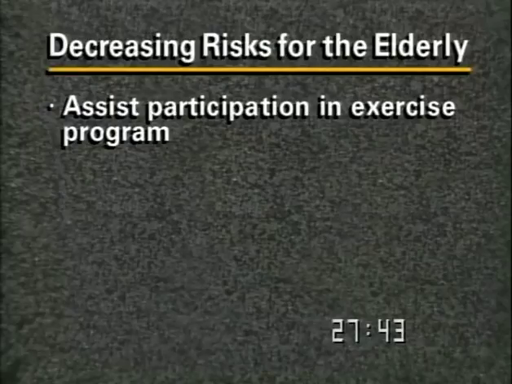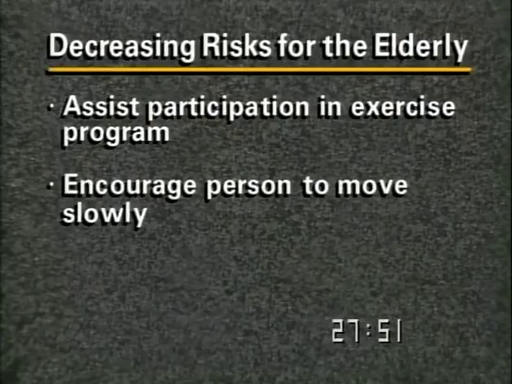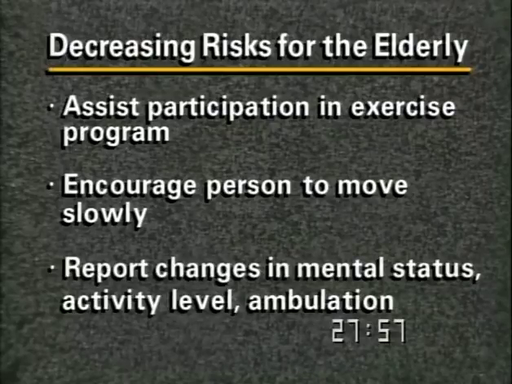And to counter some of the normal physiological deterioration, assist the elderly person to participate in an exercise program. This will increase flexibility and muscle strength while improving coordination. Encourage the person to move slowly when changing positions and to take the time necessary to move about safely. And report any changes you observe in the person's mental status, activity level, and ambulation, and your concerns about their safety.